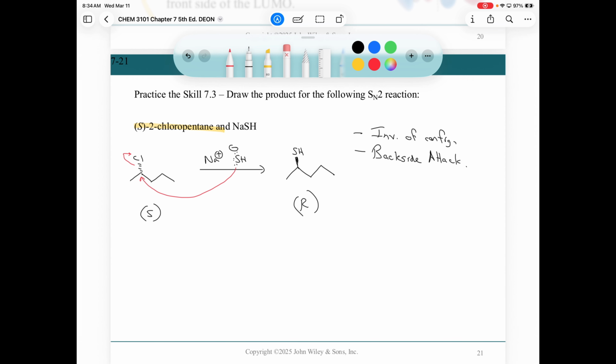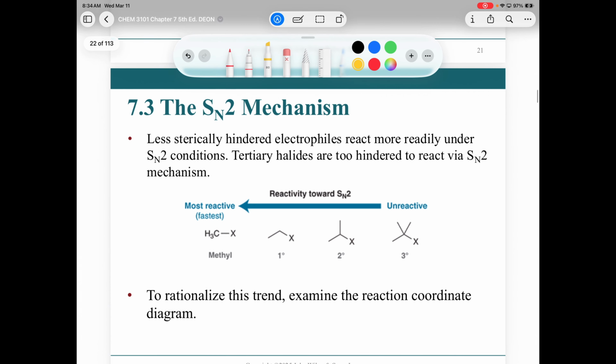Meaning, let's imagine somebody in the class said, I drew my curved arrow here. It's the exact same thing, okay? But when you take that dash and change it into a wedge, you're telling me, yes, I understand. This is an SN2 reaction. I get backside attack and I get inversion of configuration when I have an SN2 reaction. Cool? There you go. All right.